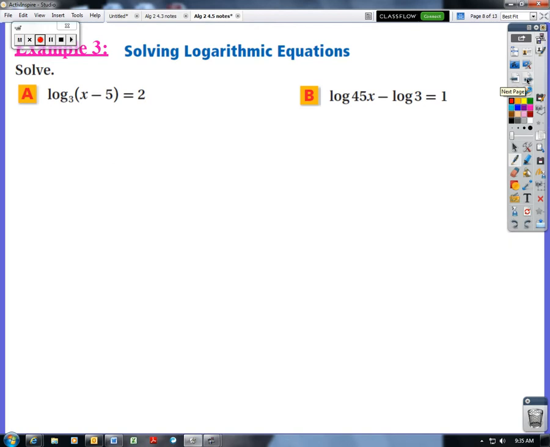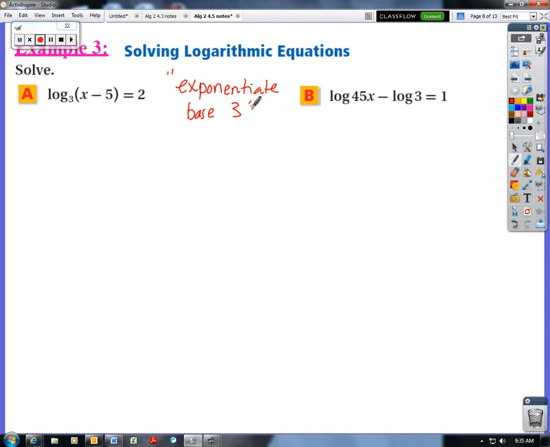Okay, now we have logarithmic equations. Before, we had exponential equations and we took the log to undo them. Now we have logarithmic equations, and we are going to use exponentials to undo them. It's called exponentiating. In this case, because it's log base 3, we're going to exponentiate base 3.